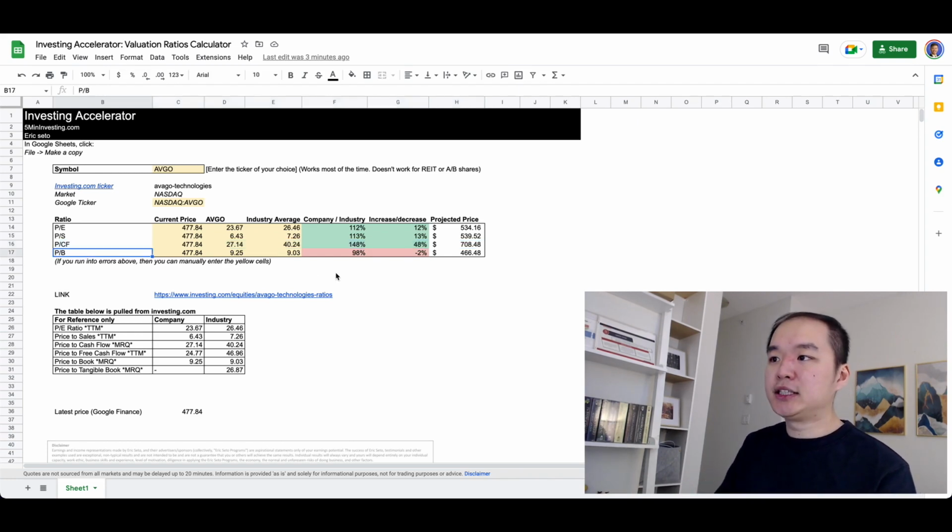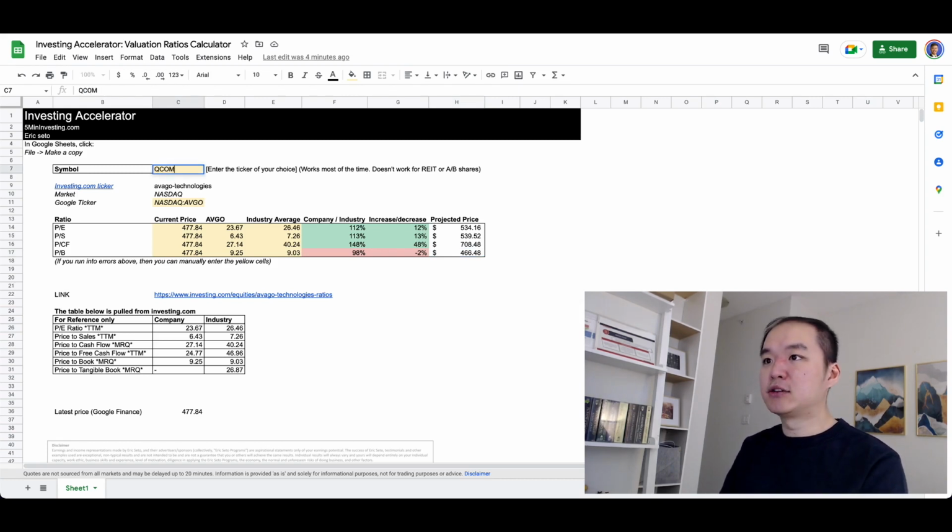Now the next one is price to book value, and you can see it's a negative 2% in terms of valuation. AVGO price to book is 9.25, and the industry average is 9.03. Usually when it is so close to the industry average, I would just consider it to be fairly valued. So I wouldn't worry too much about this negative 2% decline, which means the projected price is 466, very close to the current price anyway. So that is basically the analysis for Broadcom.